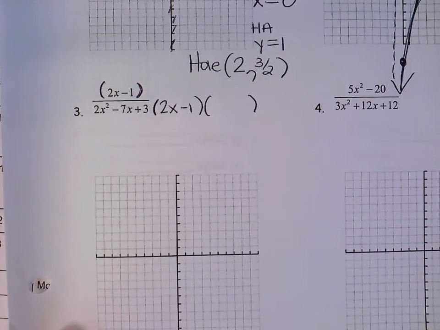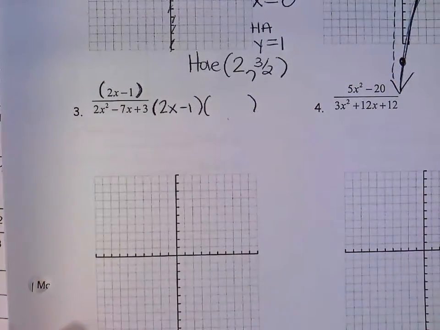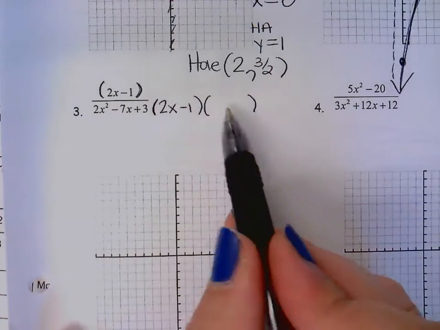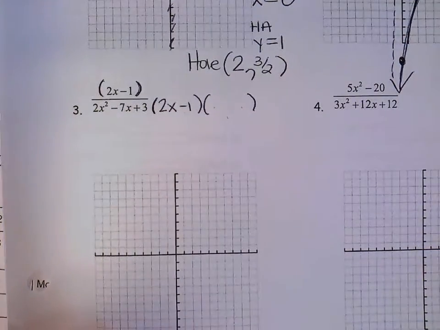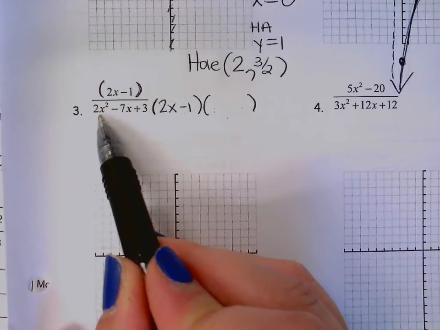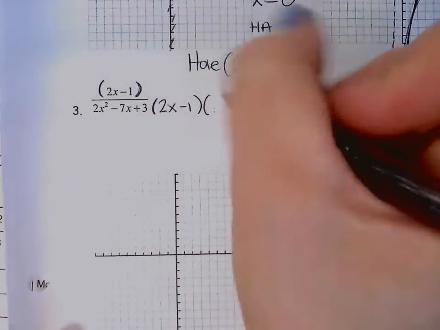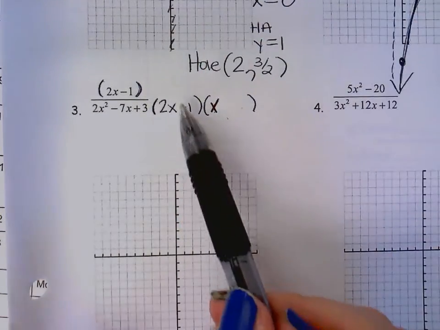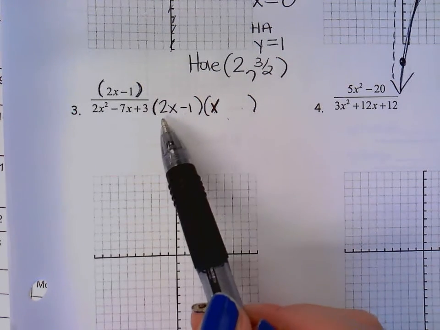What would the other factor have to be so that binomial times binomial will produce this trinomial? So kind of use the problem to help you. That's another good test taking strategy. What would this binomial have to be so that when I multiply these together, I produce this trinomial? 2x times what will give me 2x squared? X, right? 2x times x. And then if this is a -1, what do I have to multiply by over here to get this last term, +3?